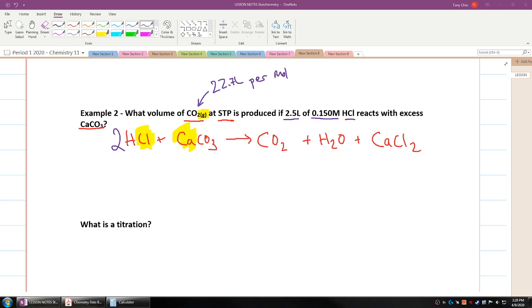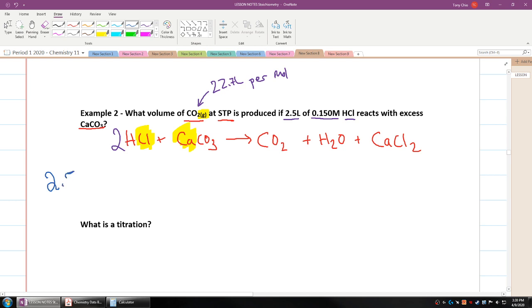So this is an example of what we call hydrochloric acid reacting with a carbonate. All right. Now, what we've got to solve for is what volume of CO2 will be produced. Well, we first of all want to find the moles of HCl, because if we find the moles of HCl, we can cross the mole ratio to get to CO2.